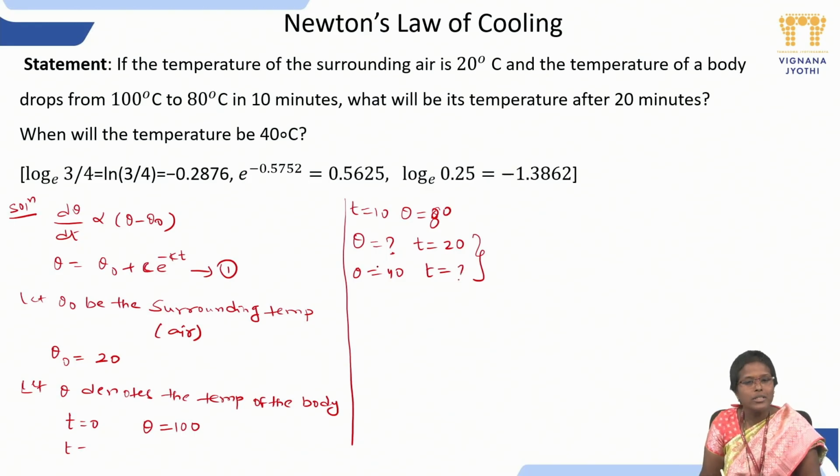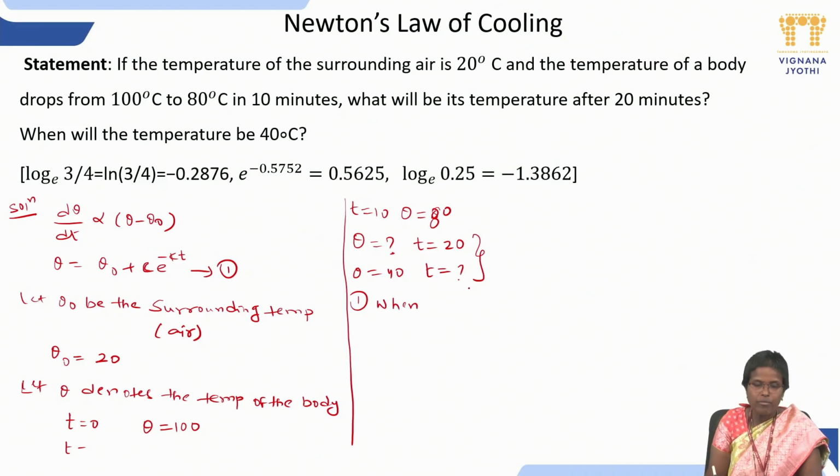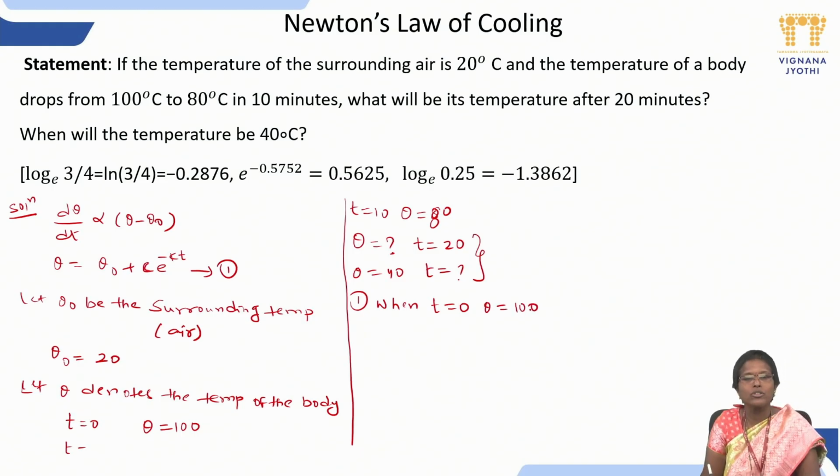So, what is the first condition? They have given the surrounding temperature theta naught is 20 and the initial temperature of the body is 100 degrees. It falls to 80 after 10 minutes. Now, first one. Initially, when T equals 0, what is the temperature? It is 100. Initially, when T equals 0, theta value is 100.